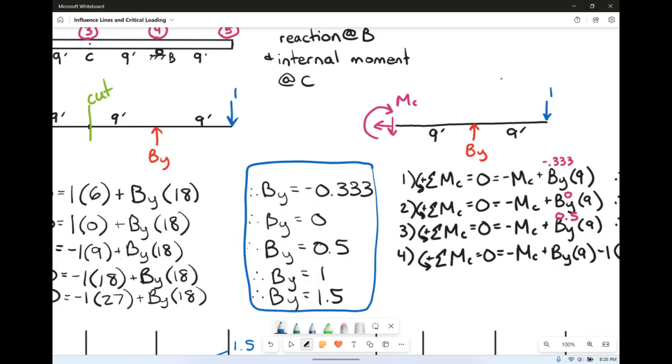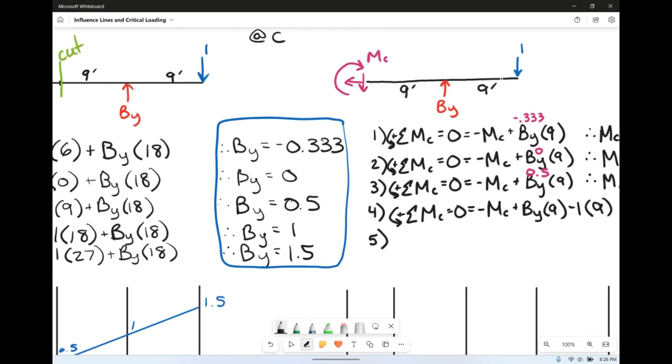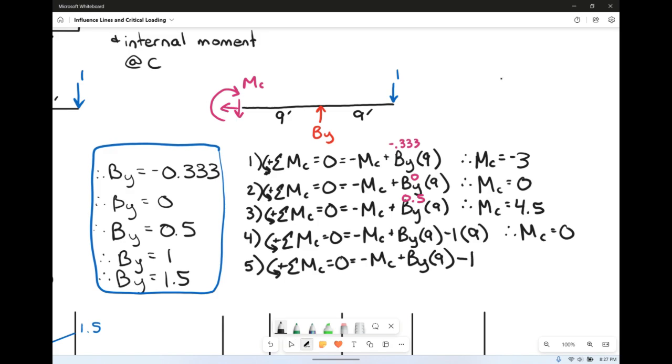And that's, again, finally on our free body diagram. So at spot 5, we're going to sum the moments about C and set it equal to 0, taking counterclockwise to be positive. We have negative MC plus BY times 9. That still hasn't changed, but this time our 1 load is at a distance of 18 feet. So when you plug in BY, BY is 1.5 here. When you plug that in, you're going to get that MC is equal to negative 4.5.